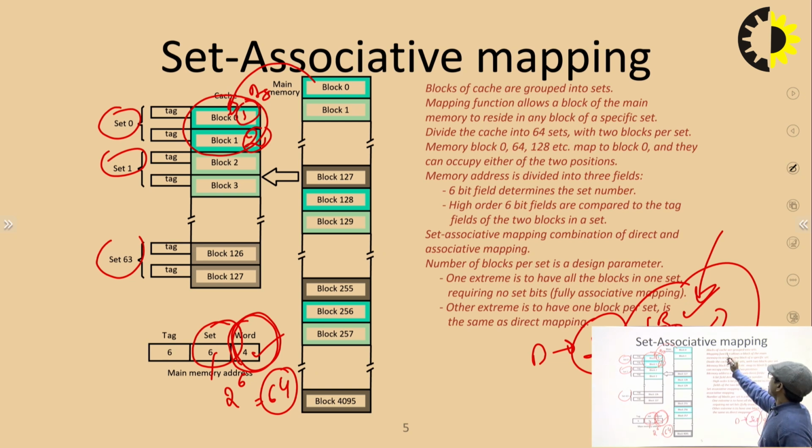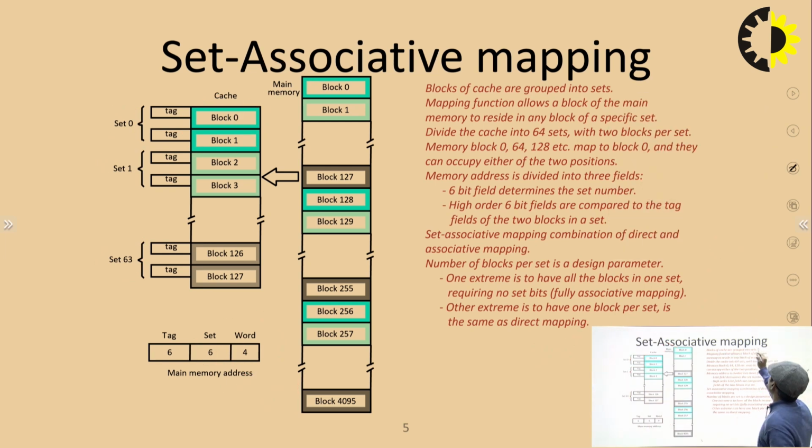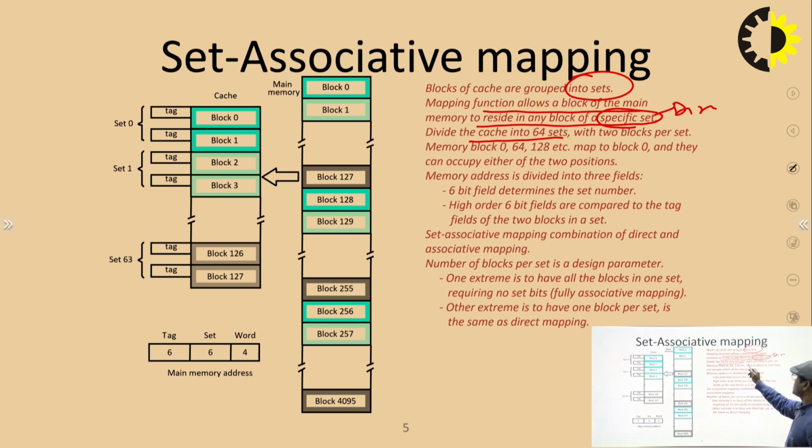So, blocks of cache are grouped as sets. We have direct mapping to the set. The mapping function allows a block of main memory to reside in any block of a specific set, that is direct. Fine. Divide the cache into 64 sets with 2 blocks per set. So, memory blocks 0, 64 and 128 map to set 0, and they can occupy either of the 2 positions. So, that is the associative mapping.